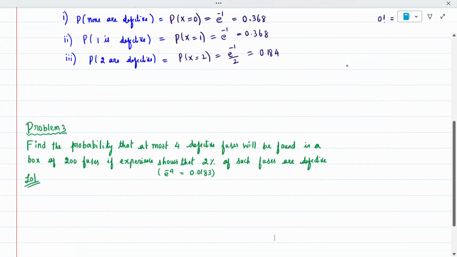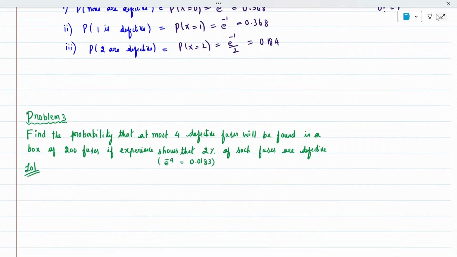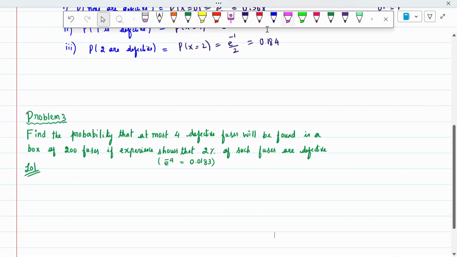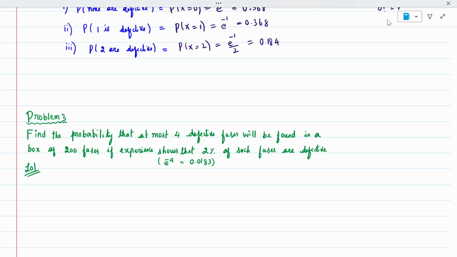Third problem. Find the probability that at the most 4, at the most means, as everyone knows, less than or equal to. At the most 4 defective fuses will be found in a box of 200 fuses if experience shows that 2% of such fuses are defective.